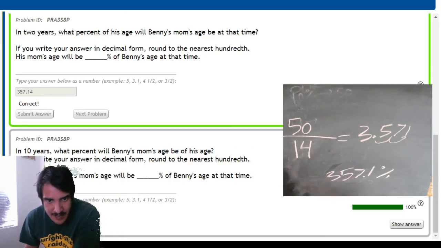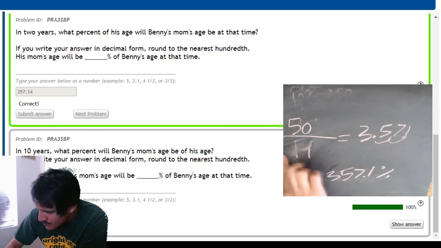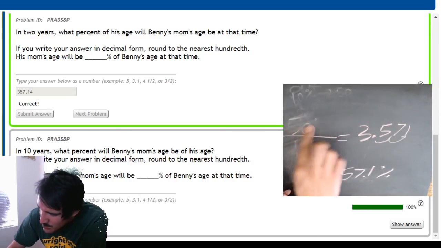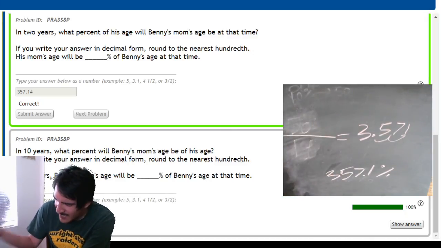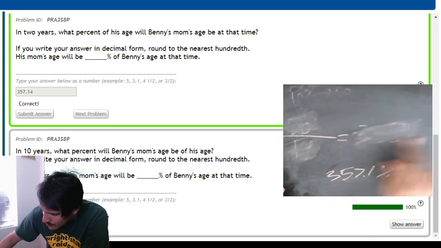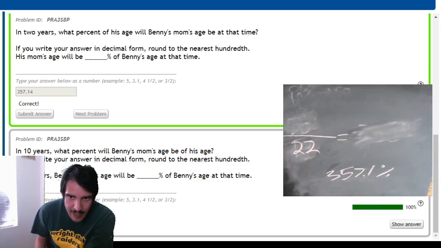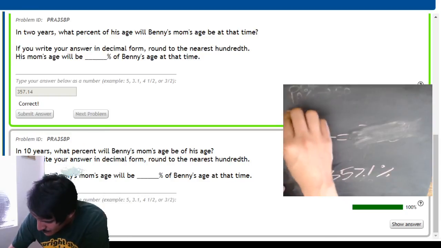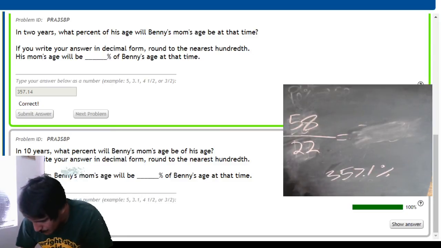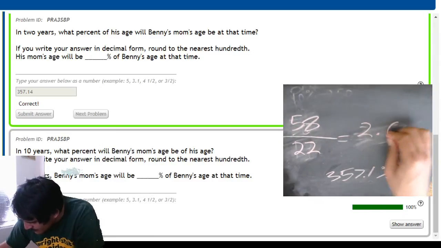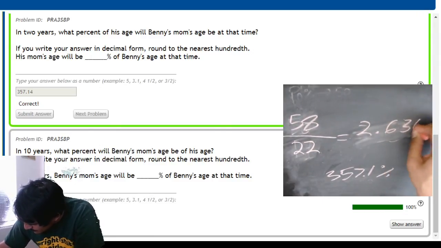In 10 years, Benny's mom's age will be what percent of Benny's age? So out of Benny's age. Benny is 12, but in 10 years he will be 22. And his mom is 48, but in 10 years she will be 58. So let's do 58 years out of 22 years to answer this 10-year question. You get 2.63636363 over and over. I'm just going to write it twice, though.